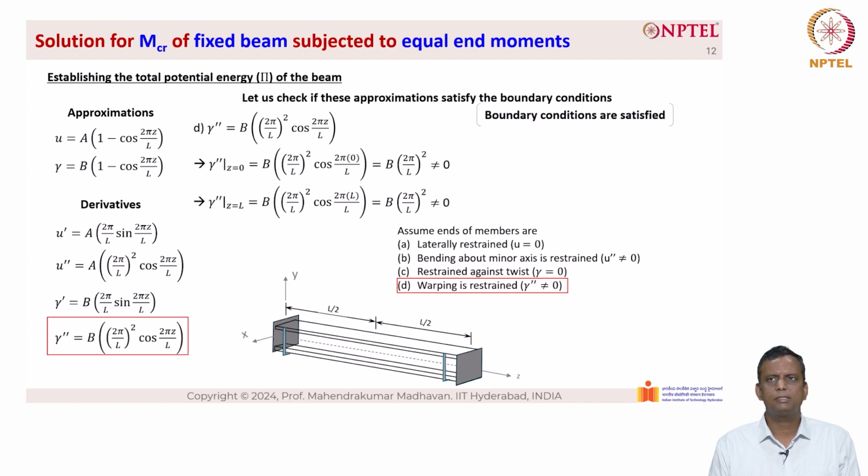Now the boundary conditions are satisfied, which is u at z equal to 0 comma L equal to 0, u double dash at z equal to 0 comma L is not equal to 0, gamma at z equal to 0 comma L is equal to 0, and gamma double dash at z equal to 0 comma L not equal to 0.